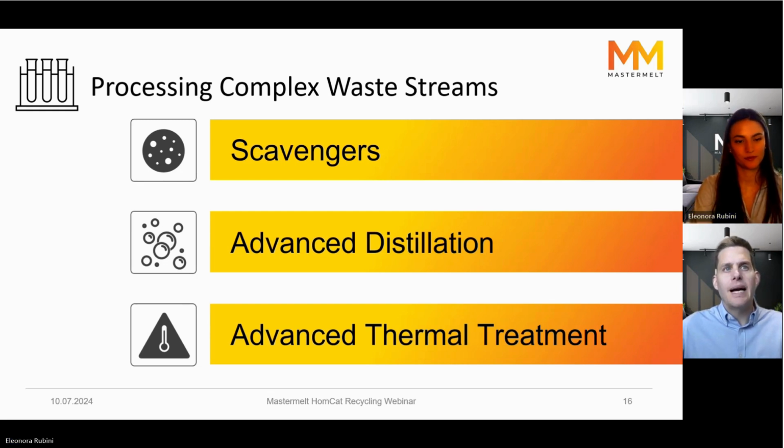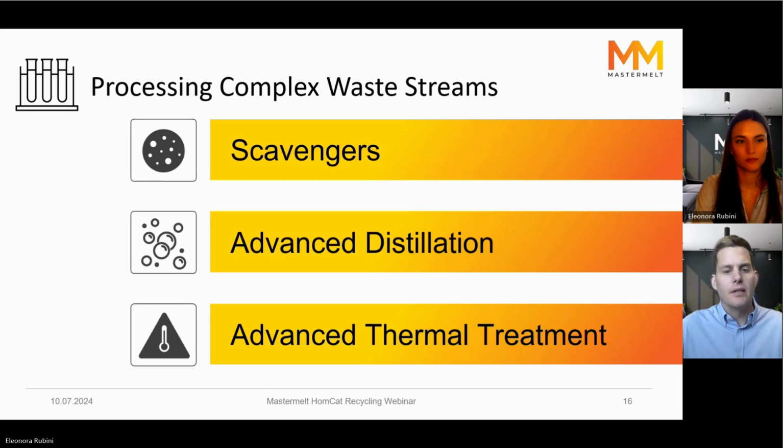So the first question is how do we process a material? What technology do we use? Well, there are really three options here, three pillars that we all do in-house at Mastermelt. The first one is the scavenger. We use some scavenger technology to absorb the PGM onto a solid scavenger medium, which we're then able to recover from. I'm going to talk in a bit more detail about each of these three in a second.